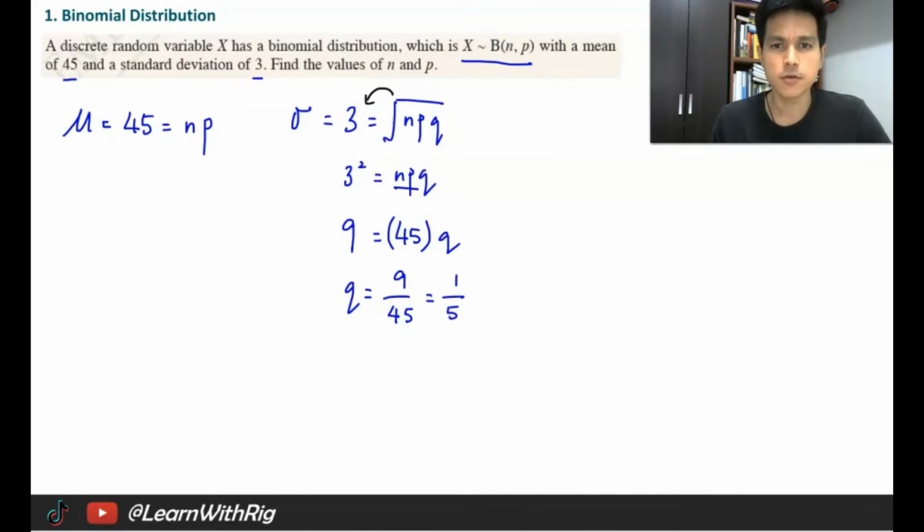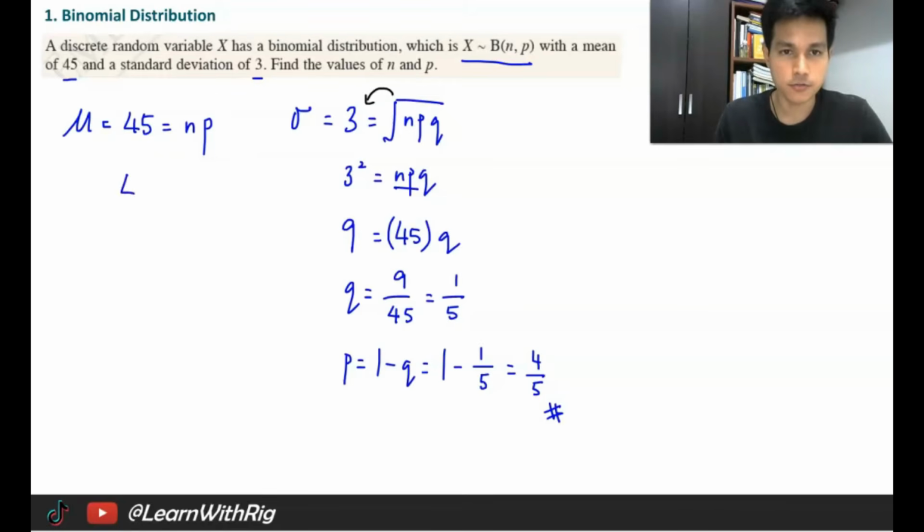Okay, so if q is 1 over 5, can you find p? Right, you know, right? p is equals to 1 minus q, right? So 1 minus 1 over 5 would be equal to 4 over 5. So they asked to find for p, so you already found p. Now you want to find the value n. So you can use this equation now.